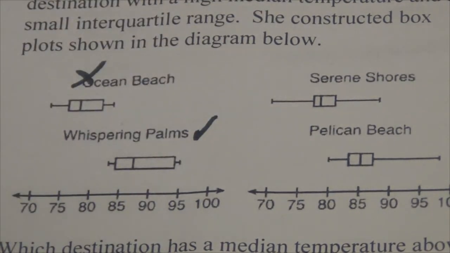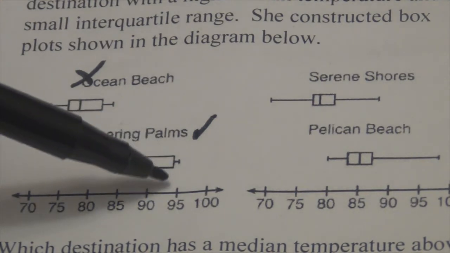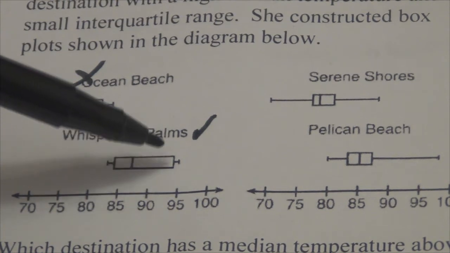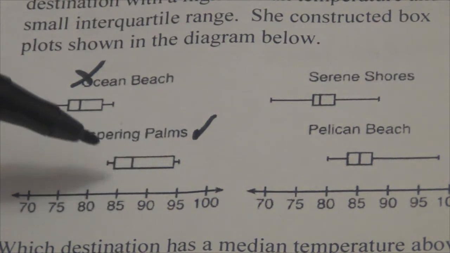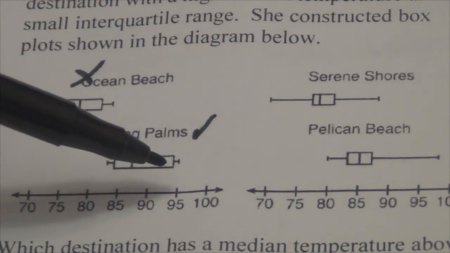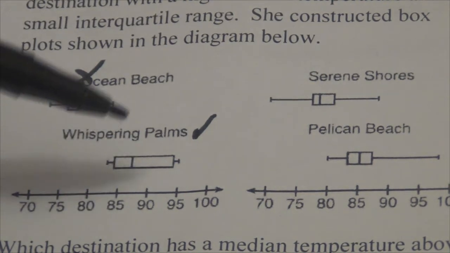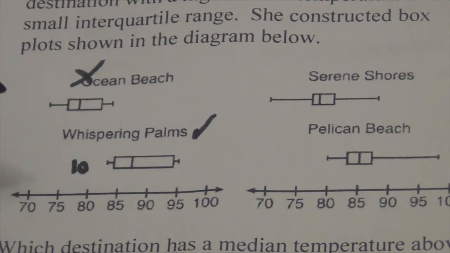Now let's take a look at the interquartile range. The Q3 is around 94. Okay, 94, and the Q1 is around 84. So the interquartile range is what? Q3 minus Q1. So 94 minus 84 is 10. So let's say that the IQR here is 10.